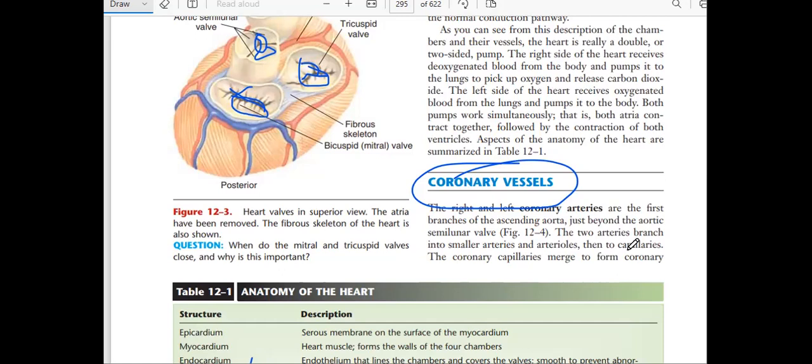Heart is pumping the blood to all parts of the body, but the heart also needs its own blood circulation.